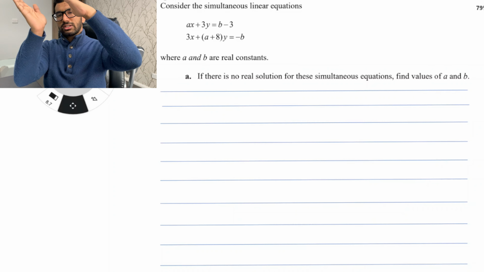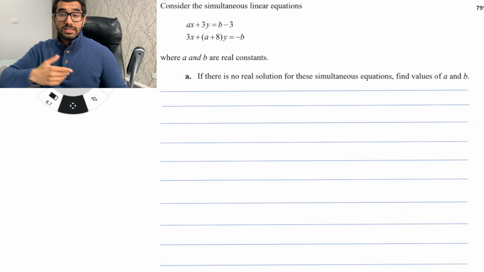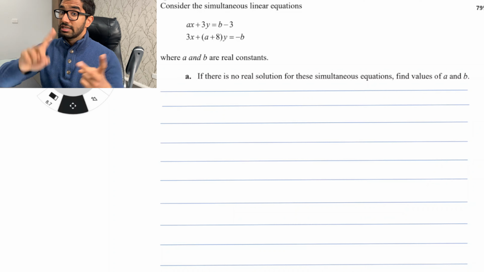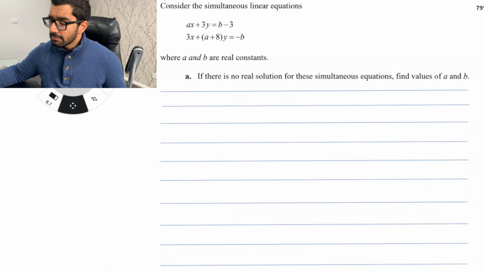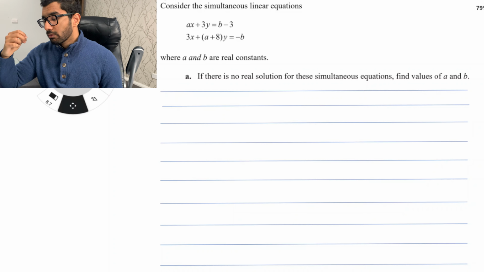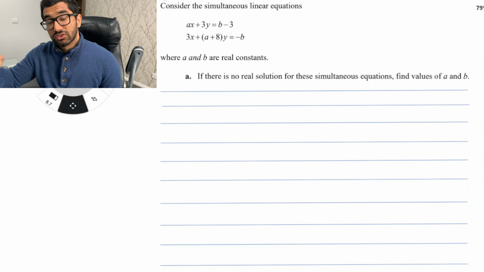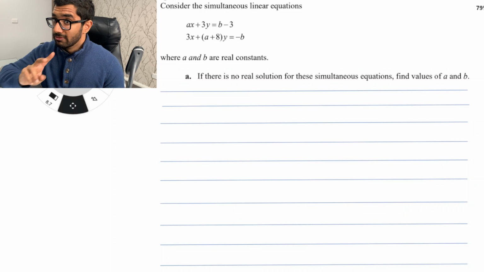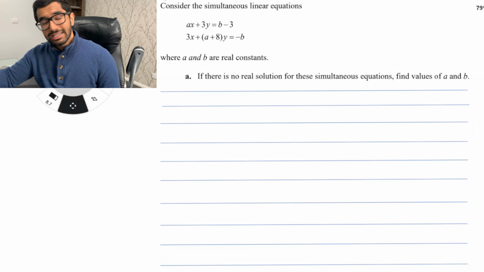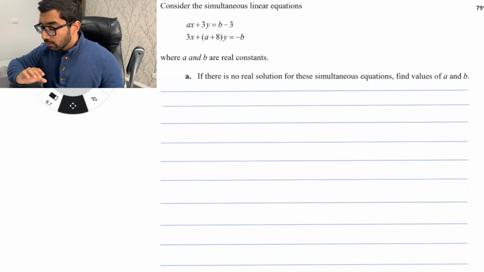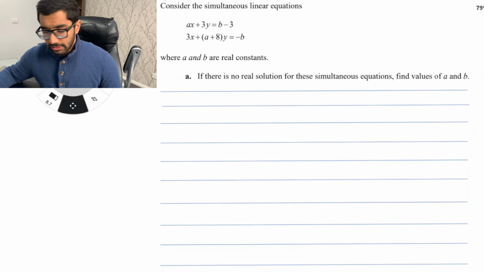Well, if you imagine two lines which have no real solution, that means that they're parallel. Parallel lines have the same gradient, but different y-intercepts, okay? So what we could do is rearrange both of these equations into y equals mx plus c form. Then we can make their gradients equal to each other, okay? And that will give us one simultaneous equation, because remember, there's two variables here. And then the next thing that we can do is look at the y-intercepts and see when they're equal versus not equal to each other, okay?